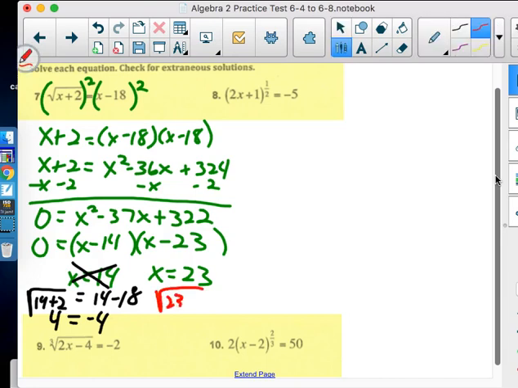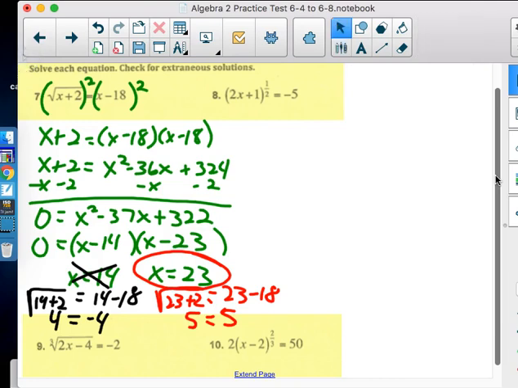Let's try 23, see if that one works. Square root of 23 plus 2 equals 23 minus 18. 23 plus 2 is 25. The square root of 25 is 5. Oh, that one works. That one's good. So with square roots especially, we have to check. We absolutely have to check.